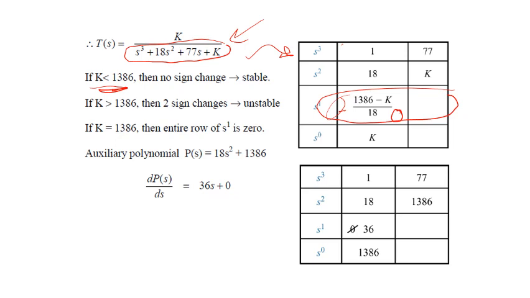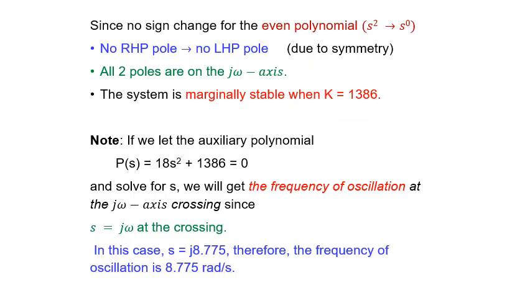So if I want to get the frequency of oscillation, what am I going to do? We are going to build the auxiliary polynomial from here. If it's needed for whatever reason, we can put it here, but it's not needed. I just want to get the auxiliary polynomial from here. See what we are going to do with it in the next slide. The auxiliary polynomial is what you can see here.